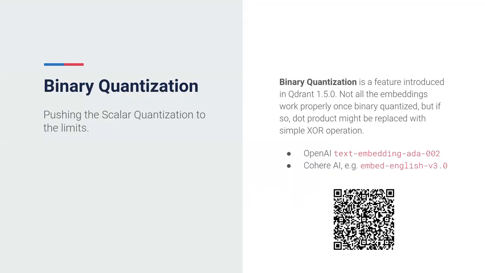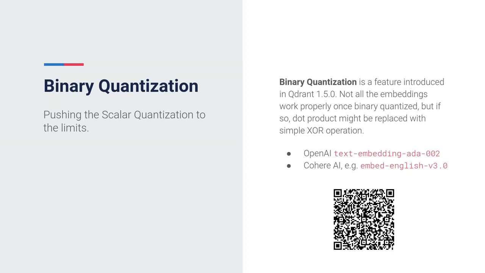But you can also push the scalar optimization to the limits by binary quantization. This is a different approach. Instead of using integers, we are using Booleans that effectively reduces the memory requirements by up to 32 times. And this is a feature that was introduced in Qdrant 1.5. And not all the embedding models work properly with this kind of optimization. But if you are a happy user of OpenAI, Cohere AI, you can probably use this technique and reduce your memory requirements by up to 40 times.